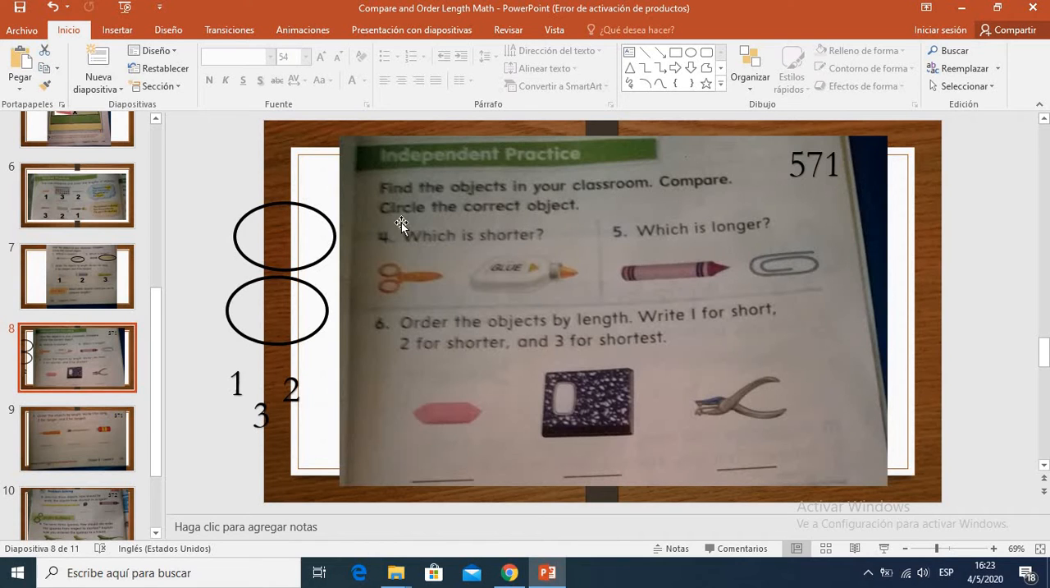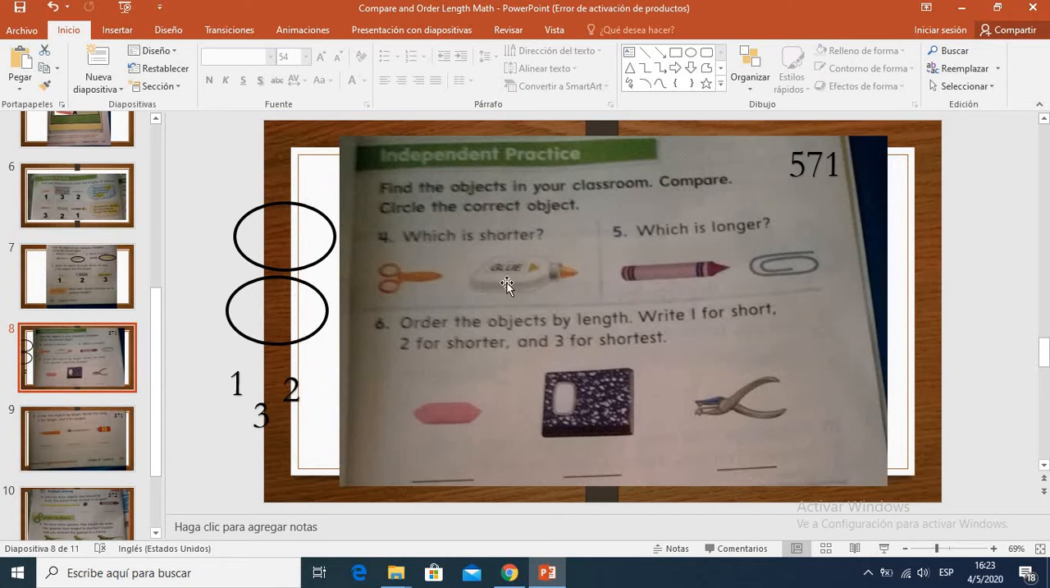It says, circle the correct object. I don't read this part because it says to find objects in your classroom. And remember, right now we are not in the classroom. That's why I don't read the first part. I'm reading the instruction that we're going to work in the page. Circle the correct object. That is the instruction. We need to circle the correct object according to the question. The question number 4 is, which is shorter?